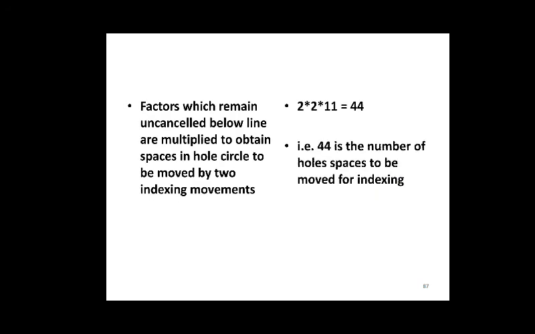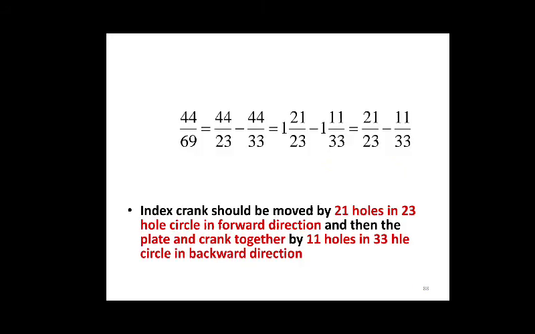Okay, the factors which remain uncancelled below the line are multiplied to obtain the spaces in the whole circle to be moved by the two indexing movements. That is, 44 is the number of whole spaces to be moved for indexing. So the index crank should be moved by 21 holes in 23 whole circles in the forward direction, and then the plate and the crank together by 11 holes in 33 whole circle in the backward direction.